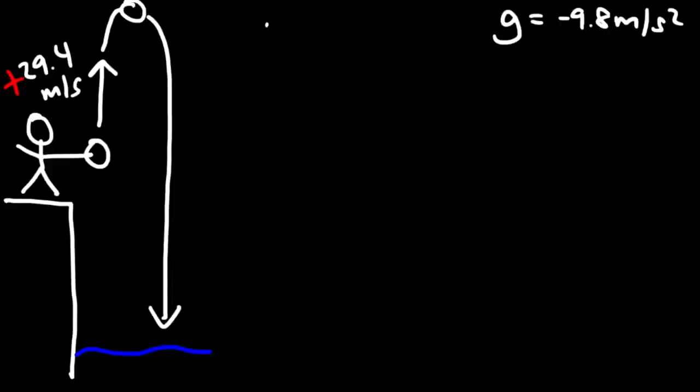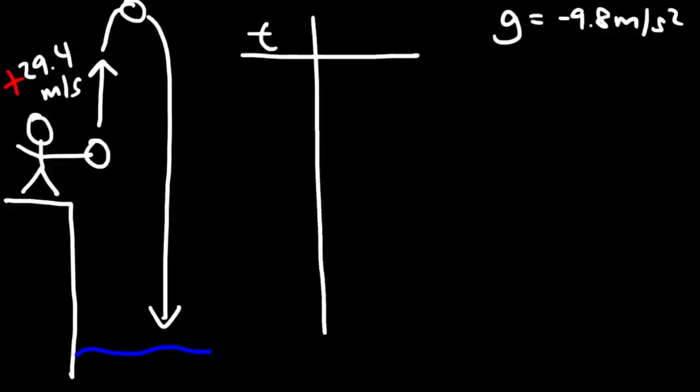So if we make a table between t and Vy, we're going to get the following values. So at t equals 0, that is initially, the vertical velocity is positive 29.4. Now the acceleration tells us how fast or how much the velocity changes every second. So 1 second later, it's going to decrease by 9.8. So 29.4 minus 9.8 will give us 19.6. So 1 second later, it's going to be positive 19.6.